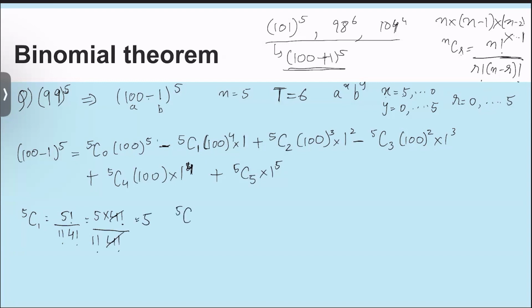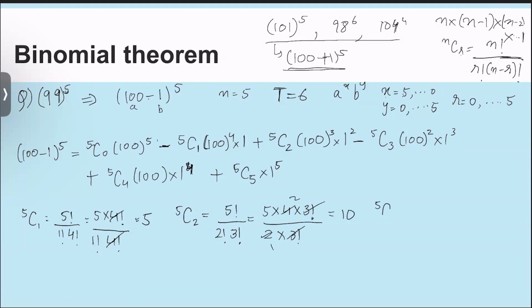Similarly, your 5C2 would be 5 factorial upon, you first write 2 factorial, and then you write 5 minus 2, 3 factorial. Similarly, you can write this as 5 into 4 into 3 factorial. Okay, and 2 factorial would be 2 because it's 2 into 1. And then 3 factorial you cancel out, to get 10.